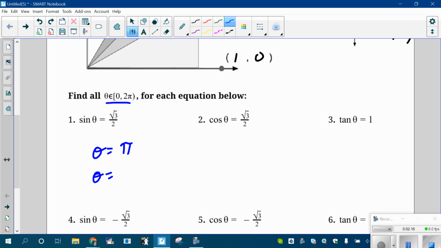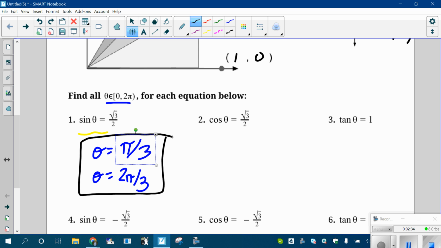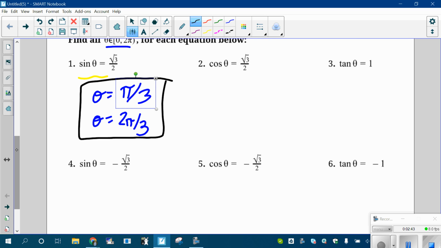Look at the picture above, or kind of just thinking about it, if you have it memorized well. Pi thirds has a sine of root 3 over 2, and so does 2 pi thirds. Okay? So if you think about this as being an equation, we didn't really do any algebra, but we were able to determine that these were the two solutions to that equation just based on what we know about trig. Okay. Go ahead and solve the rest of these real quick. Again, this is good unit circle practice.